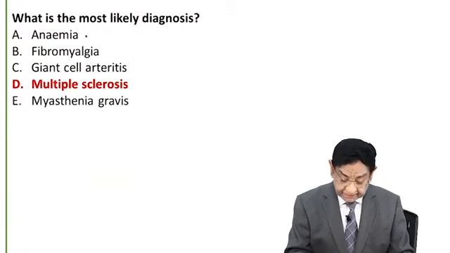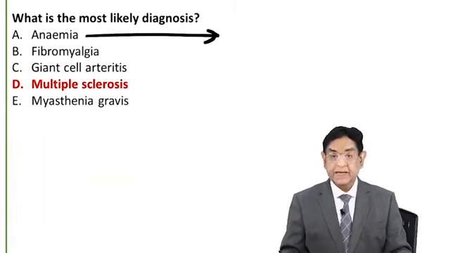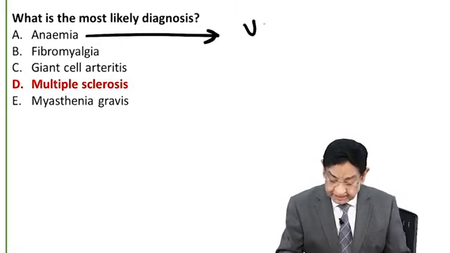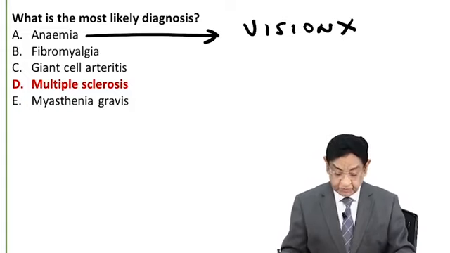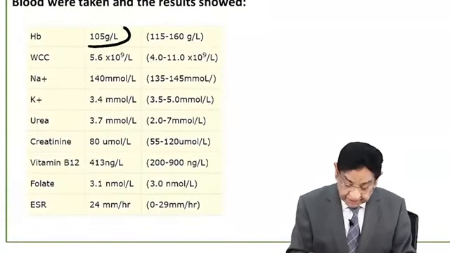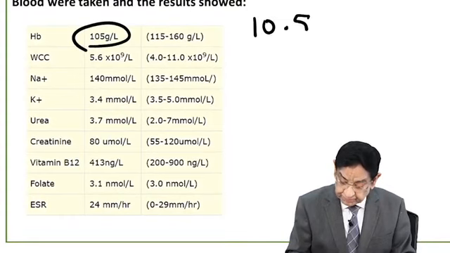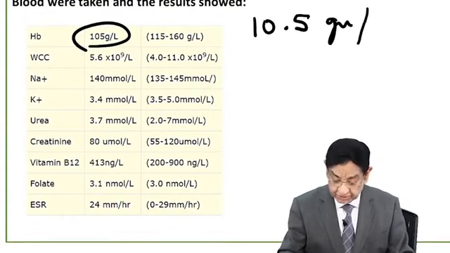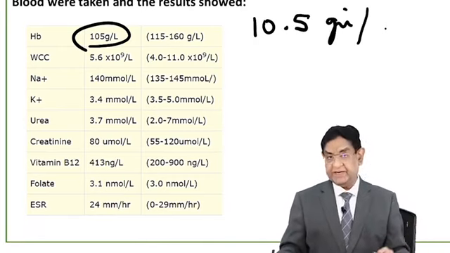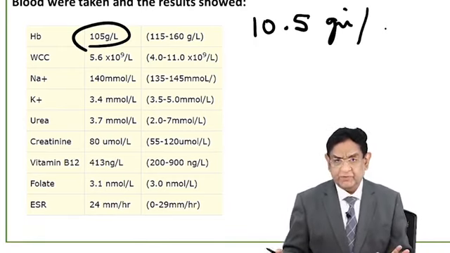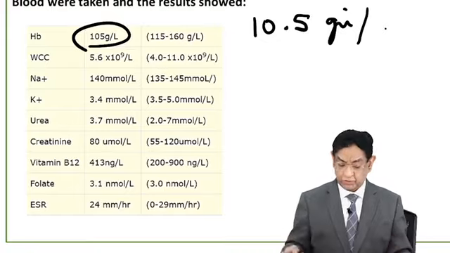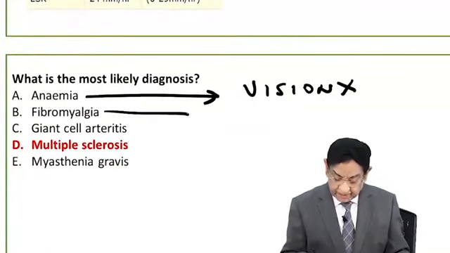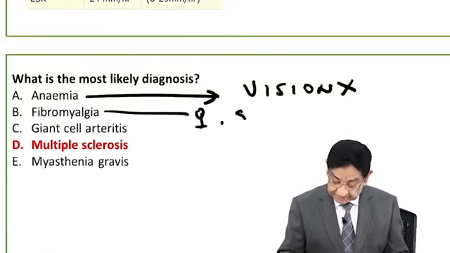What about anemia? Can anemia have a vision problem? No, it cannot have a vision problem. Definitely not. And moreover, Hb here is about 10.5 gram percent, so this is not a severe anemia. 10.5 is fairly good Hb, and this is not a reason to have so much lethargy the whole day. Ruled out. Fibromyalgia occurs in ladies, but they have muscle stiffness.